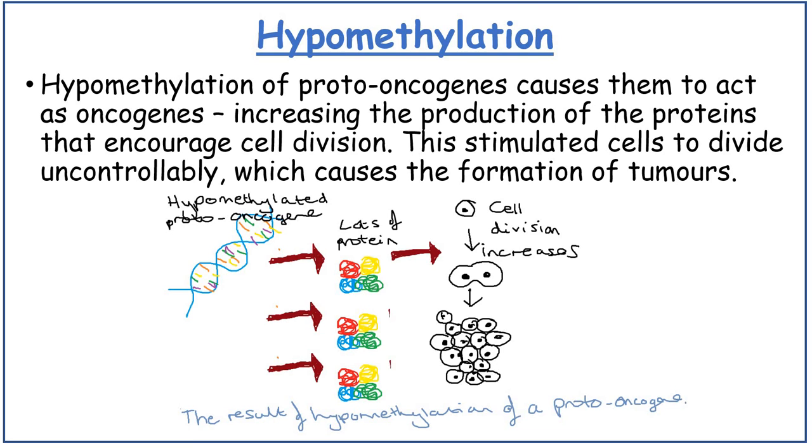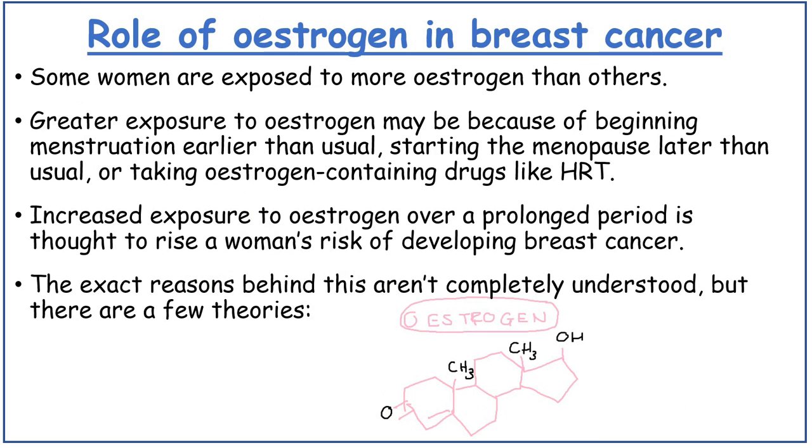Next one is hypomethylation. Hypomethylation of proto-oncogenes causes them to act as oncogenes, increasing the production of the proteins that encourage cell division. This stimulates the cells to divide uncontrollably, which causes the formation of tumours.